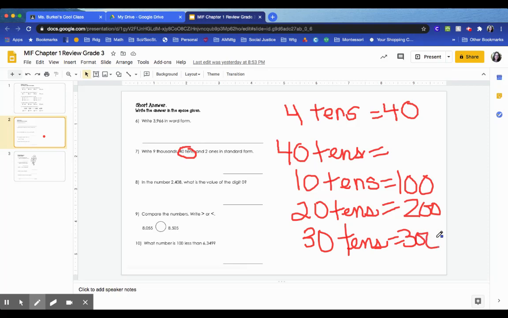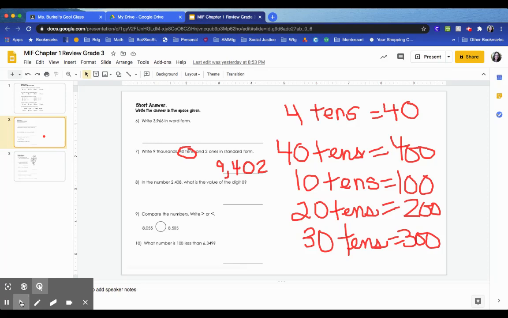And 40 tens equals 400. So this problem number 7, you'll have 9 in the thousands place. Instead of 40 tens, you're going to use your noodle to think, well, that makes 400. So I have to put a 4 in the hundreds place. And there are no more tens. If you've got 40 tens, that's what this 40 is. And then 2 ones. So number 7's a tricky one. 9,402.